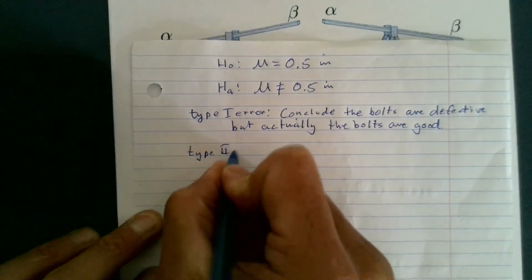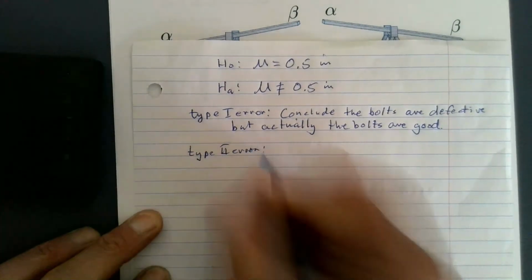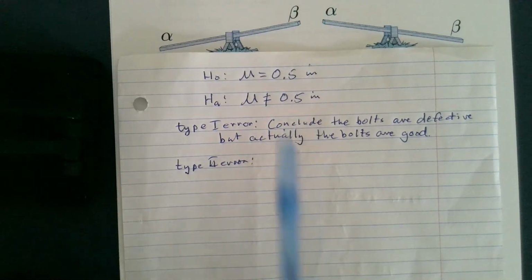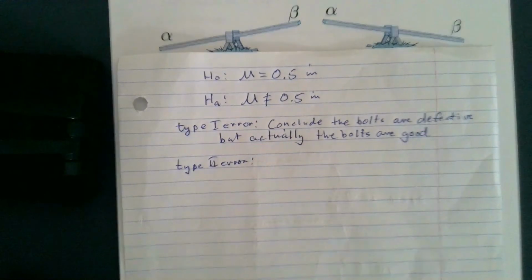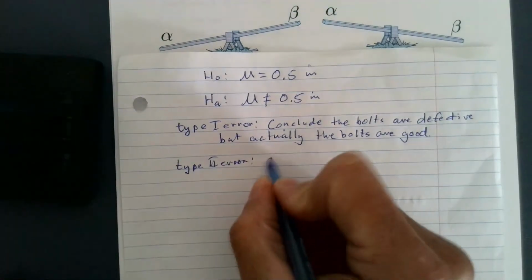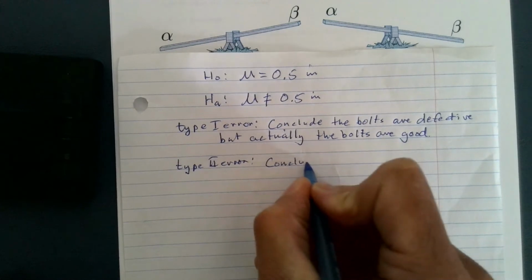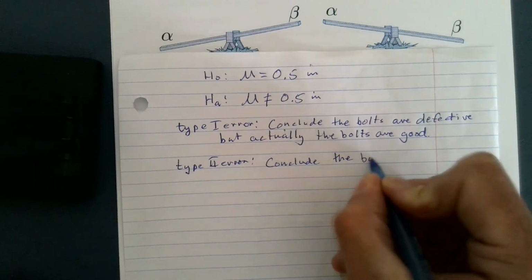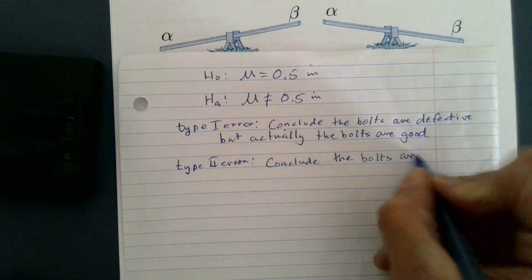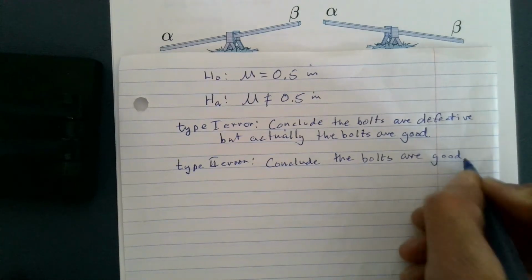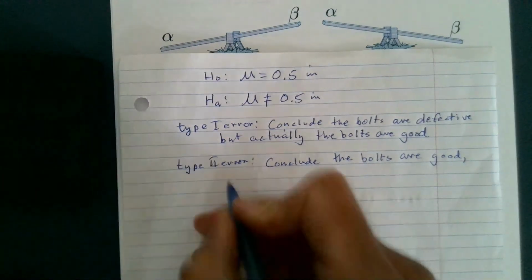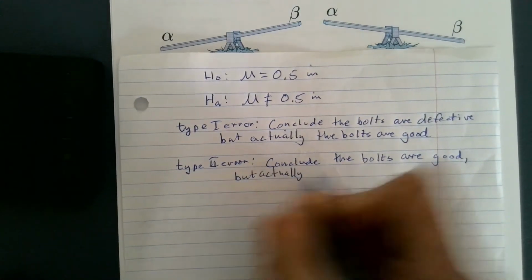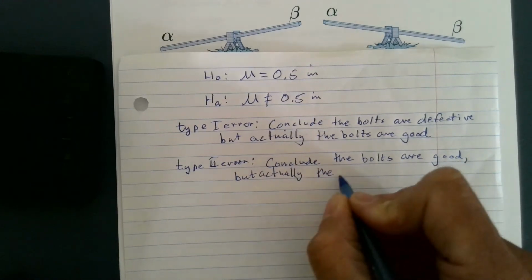So with a type 2 error, we failed to reject the null hypothesis, but the alternative hypothesis is actually true. So if we fail to reject the null hypothesis, we would conclude that the null hypothesis is true, which means we conclude the bolts are good. But actually, the alternative hypothesis is true. So the bolts are defective.